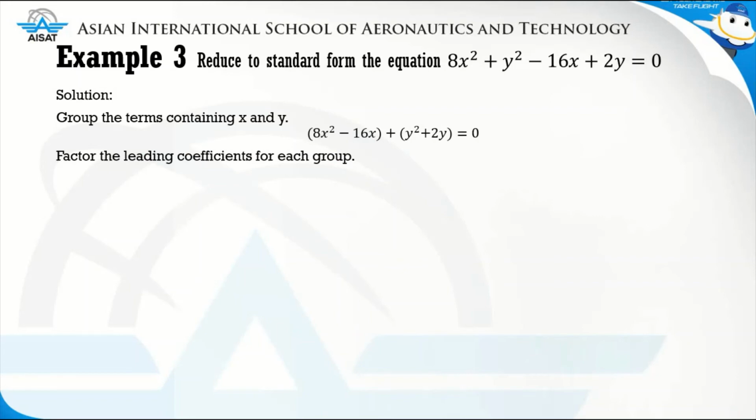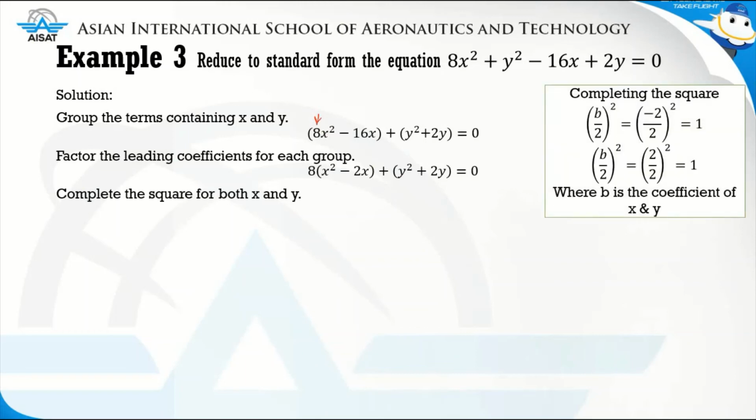The next step is you have to factor out the leading coefficient for each group. So for the first group, we have to factor out 8. And for the second group, since the coefficient is already 1, there is no need to factor out the coefficient. So factoring 8 from the first group, we'll have 8 times the quantity of x squared minus 2x plus the quantity of y squared plus 2y is equal to 0. Next step is we have to complete the square for both x and y. Since there exists a grouping for both variables, we have to complete the square for both variables.